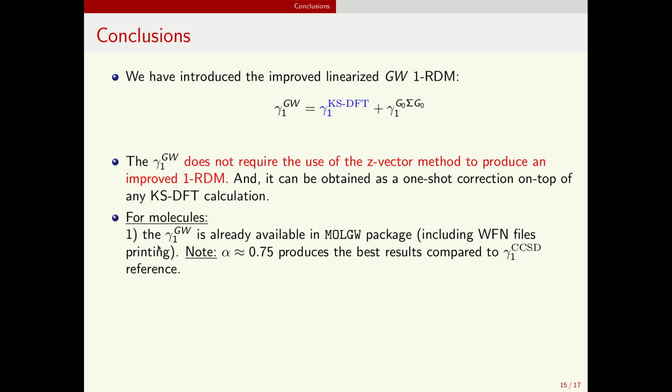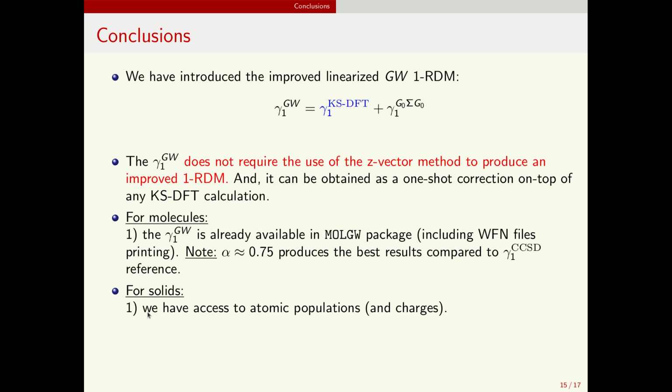For molecules, the 1RDM is already available in the MoleGW package, including the WFN files, which can be used in any post-processing program. And we have seen that a value for the hybridization, for example for PBE0, of 0.75 produces the best results when compared with the coupled cluster first-order density matrix.